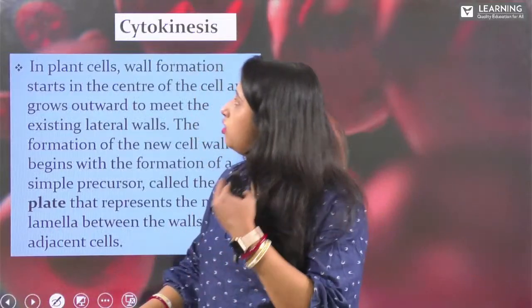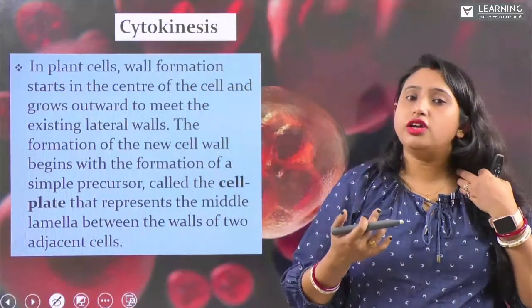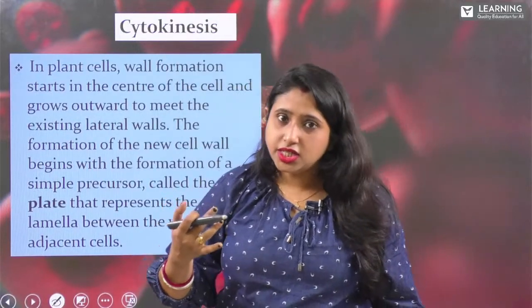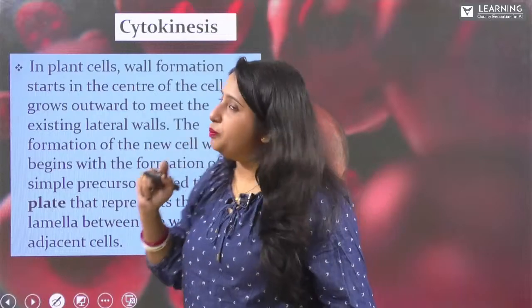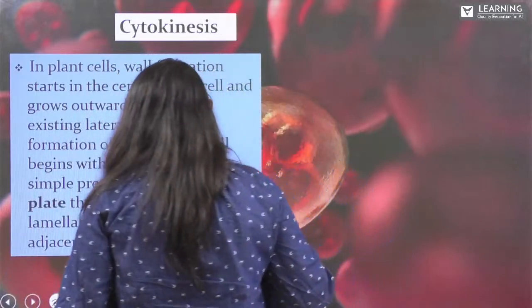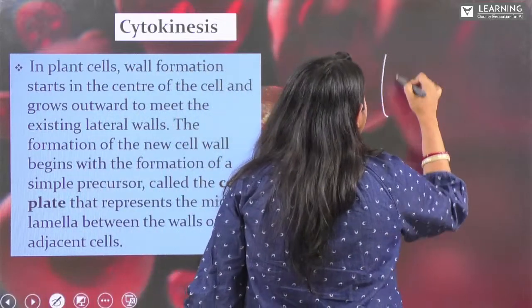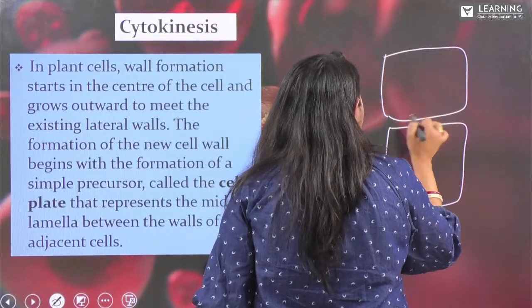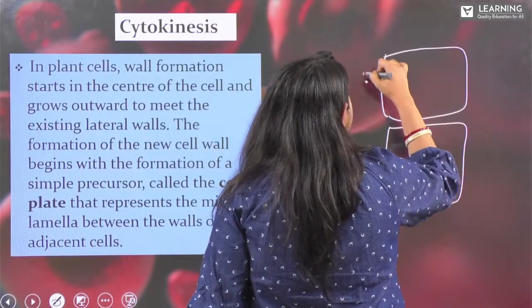Now, how does cytokinesis take place in plants? The plant cell also divides, isn't it? So in the case of plants, what happens? In the case of plants, they have a cell plate. They have a cell wall, sorry. So in the case of plants, they have what? They have the cell wall, right? So they have the cell wall.